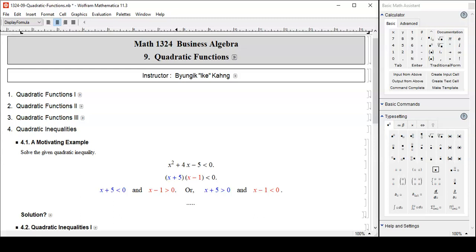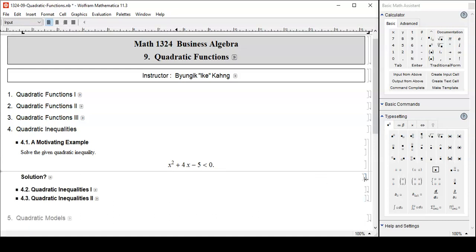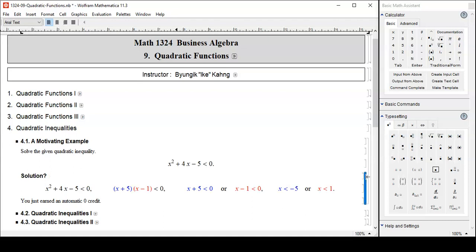You can do it like this, but that's not the approach I'm going to take. I'll tell you a little bit more practical method. In any case, please remember that this kind of solution is completely wrong. It's automatic 0 credit. Do not work like equations, because equations and inequalities are fundamentally different. They're related, but they're different.